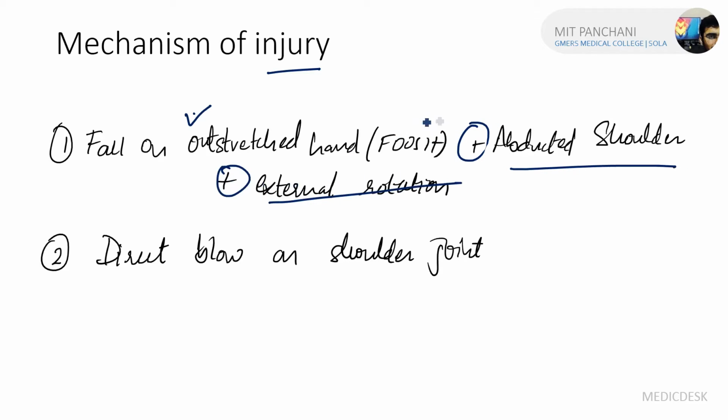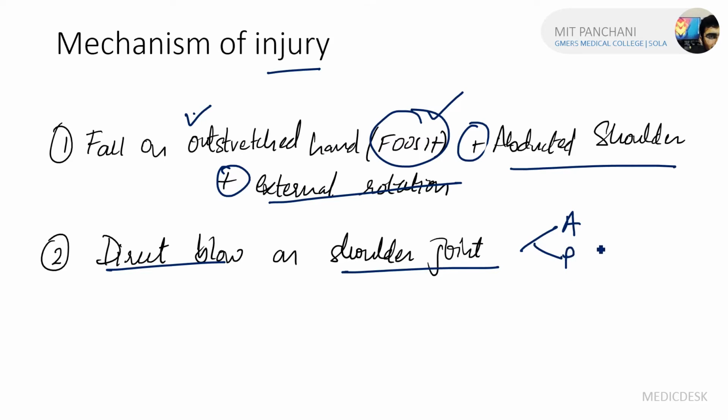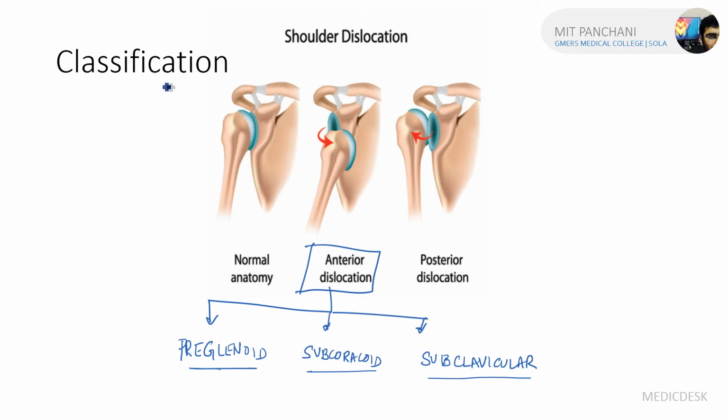All these components, when associated with a push, can result in dislocation of the shoulder, or a direct blow, either anterior or posterior, on the shoulder joint can lead to anterior or posterior dislocation of the shoulder respectively. Now coming to the classification or the types, you can say this is the normal anatomy of the shoulder joint. Now this is the anterior dislocation, and that is the posterior dislocation.